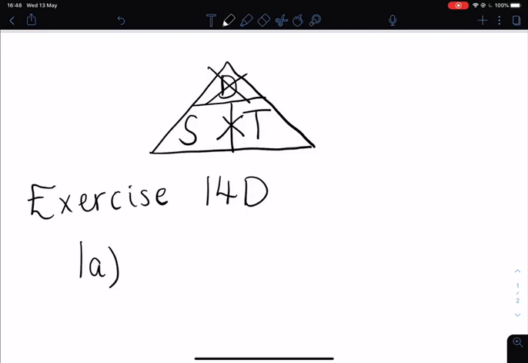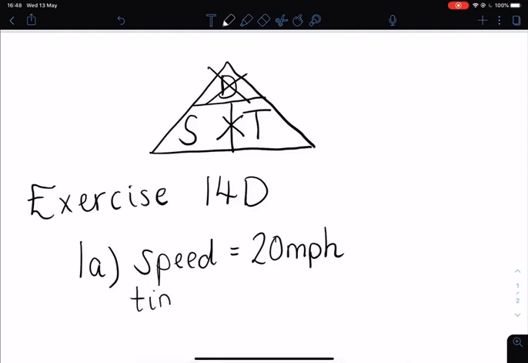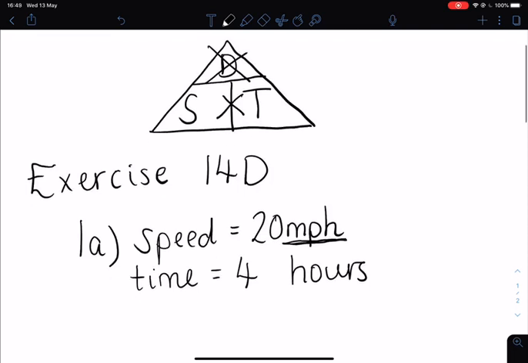My problem on exercise 14D is to find the distance travelled when the speed is 20 miles per hour and the time is 4 hours. Now, because we know from the speed that they were travelling 20 miles per hour, we know that the person was measuring their distance in miles. So, we know our speed and we know our time. So now we need to multiply these together.